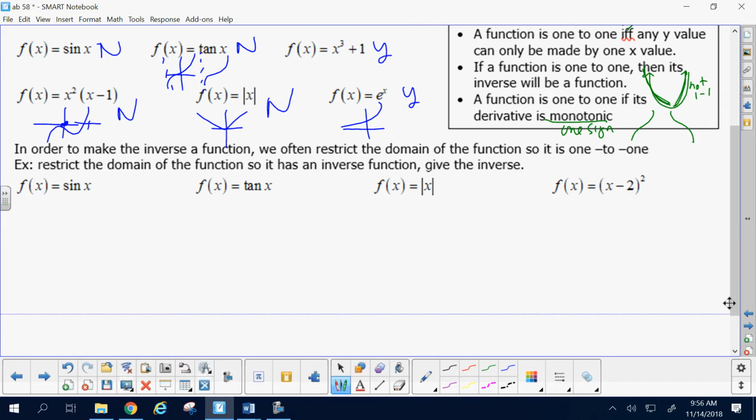Okay. All right. In order to make the inverse a function, you often have to restrict the domain of the function so it can have an inverse function. Now this is big for calculus. You want the inverse to be a function so it is differentiable and you don't have to deal with implicit differentiation for a lot of reasons.